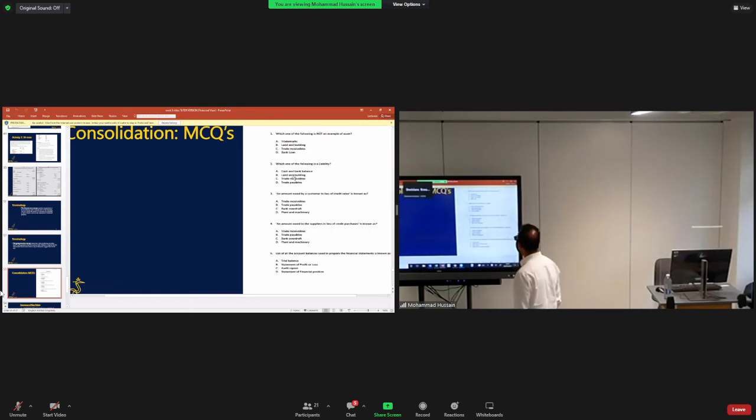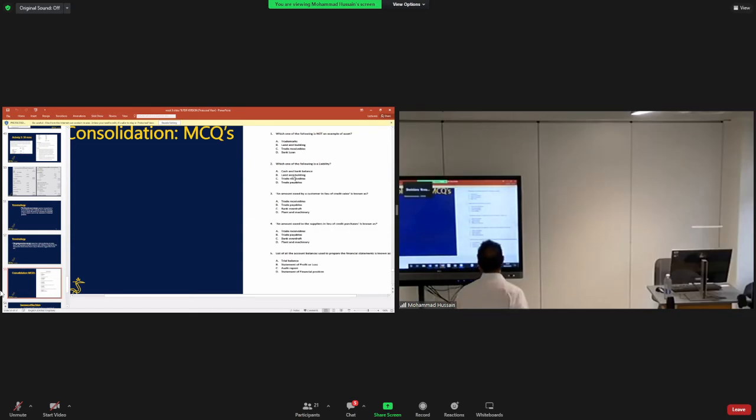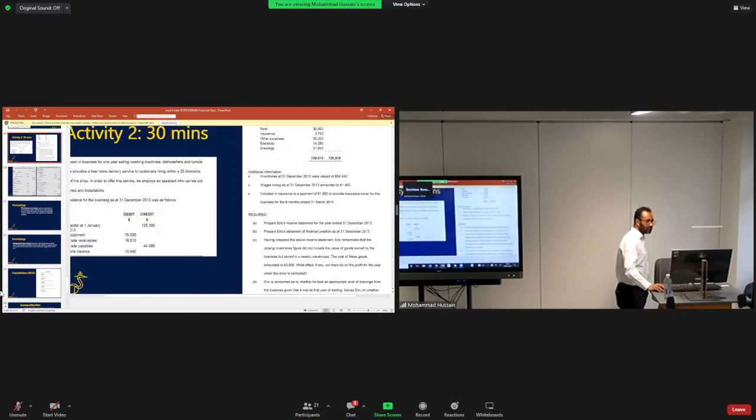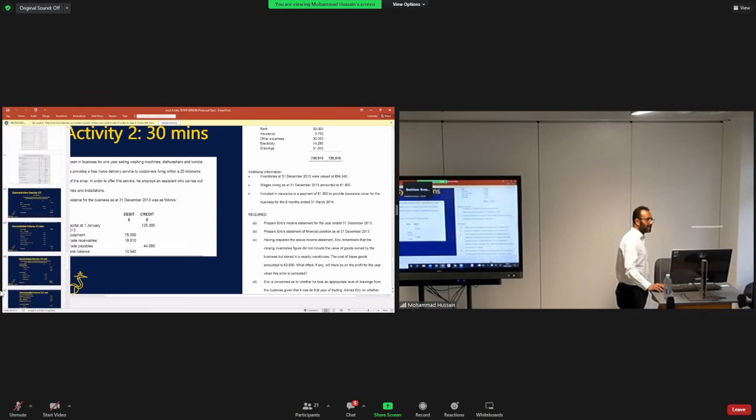So the list of all account balances used to prepare the financial statement is known as? Trial balance. Absolutely, trial balance. So what is the trial balance? Look at this. This is the trial balance, debit and credit. And up to here, if you look at this, the balance of the trial balance is the same, debit and credit. So if I show you another one, this is the trial balance.